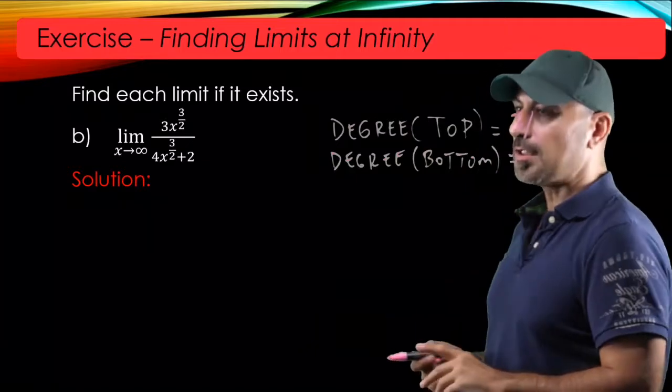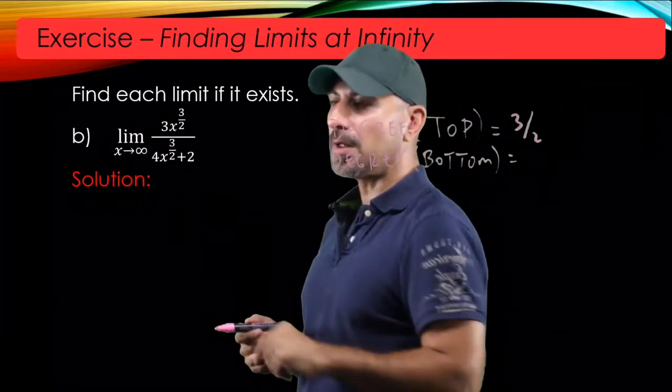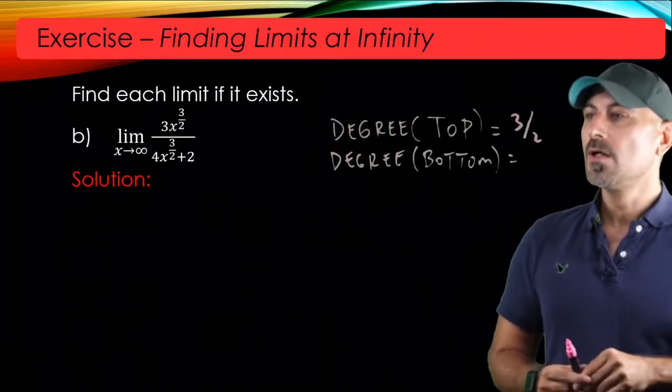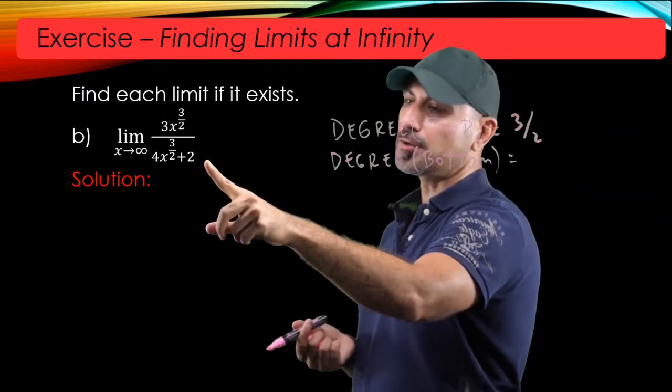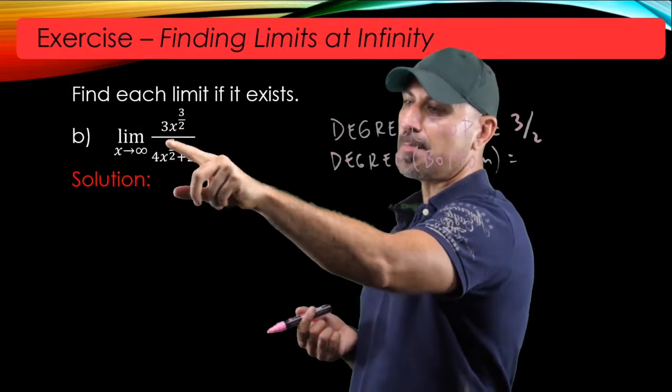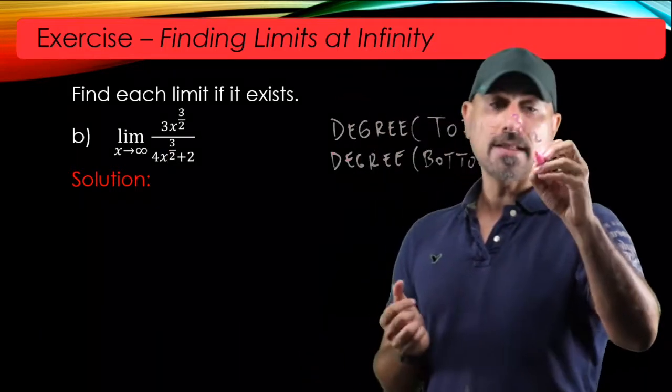So we have 2 terms in the bottom. One is 4 times x to the power of 3 halves, and the other one is 2. Well, 2 is essentially like x to the power of 0. So if you look at the highest power, it's governed by this term here.